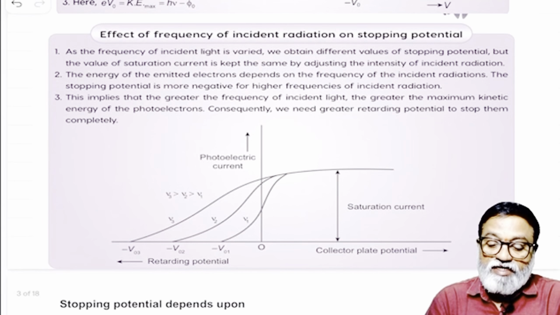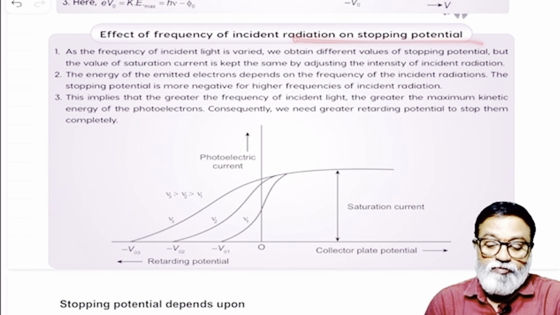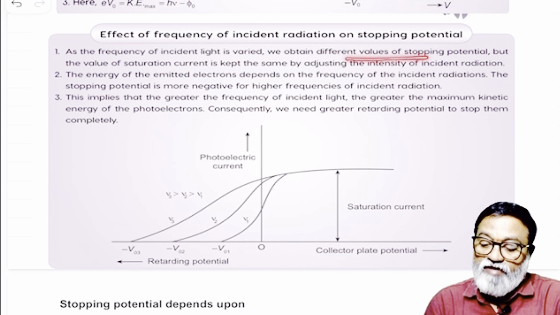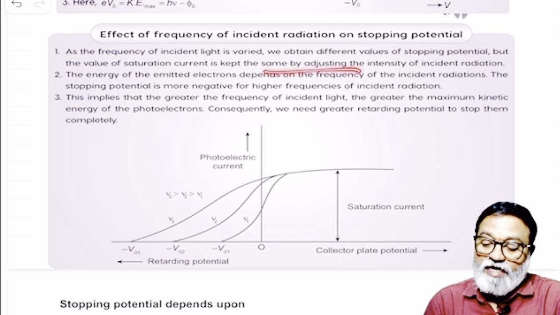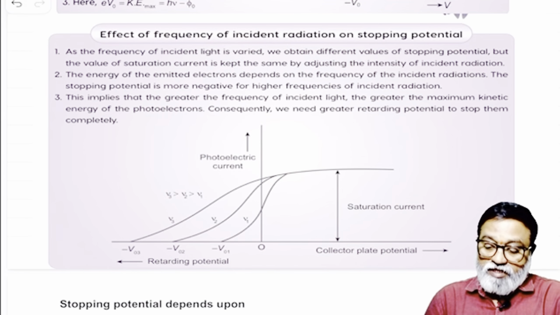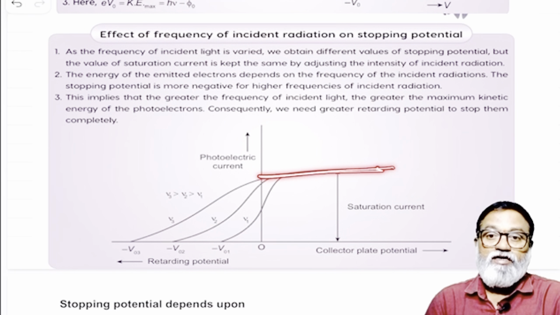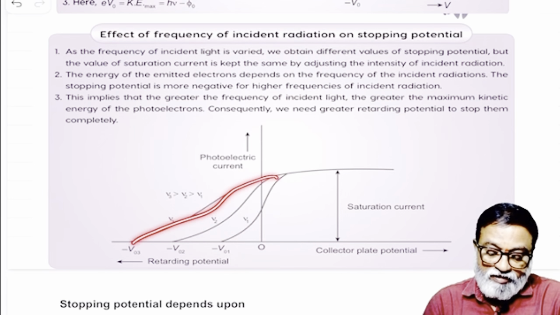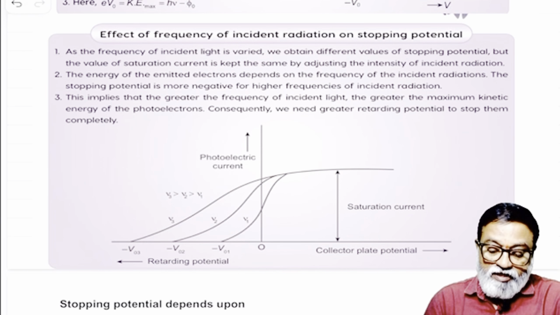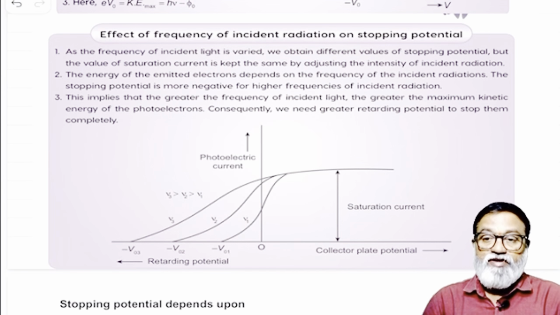Next one, effect of frequency of incident radiation on stopping potential. As the frequency of incident light is varied, we obtain different values of stopping potential, but the value of saturation current is kept the same by adjusting the intensity of incident light. Here, incident light intensity is constant, but frequency changes. For this frequency, here is a stopping potential. For this frequency, here is a stopping potential. For this frequency, here is a stopping potential. See, here nu3 is greater than nu2 greater than nu1. Therefore, this is the stopping potential. Therefore, stopping potential depends only on frequency, not on intensity.